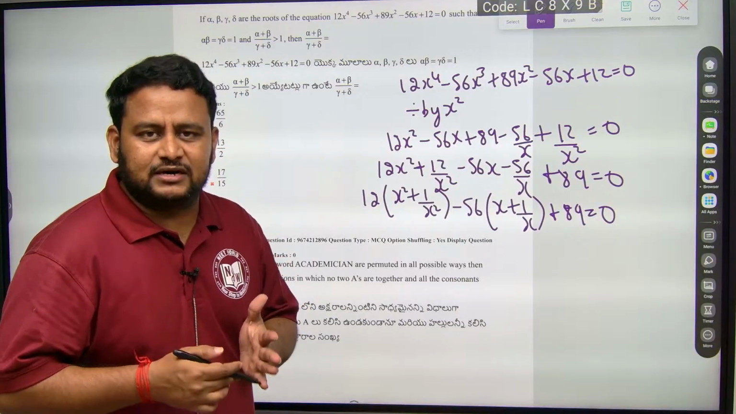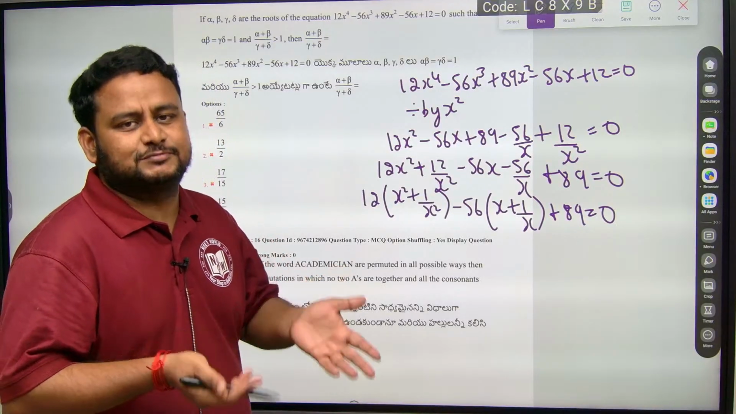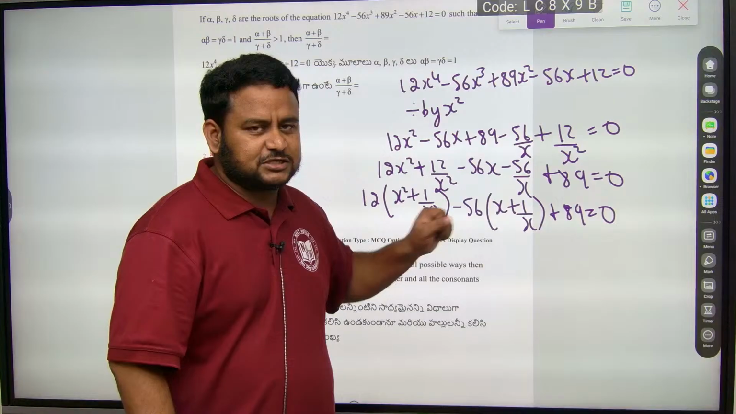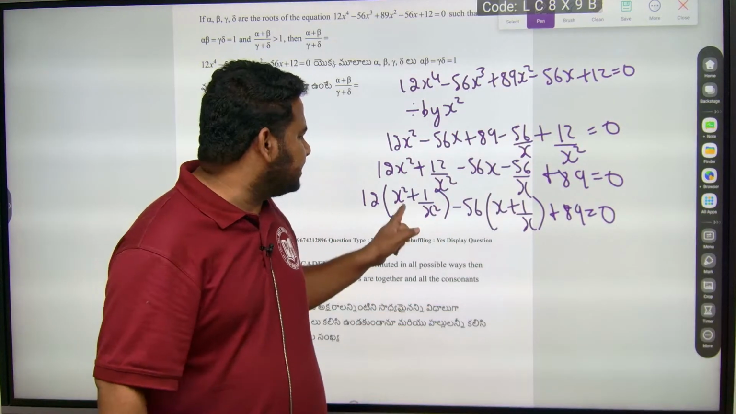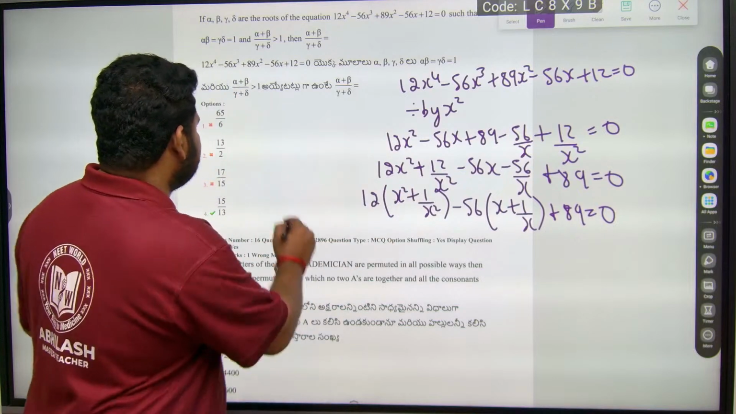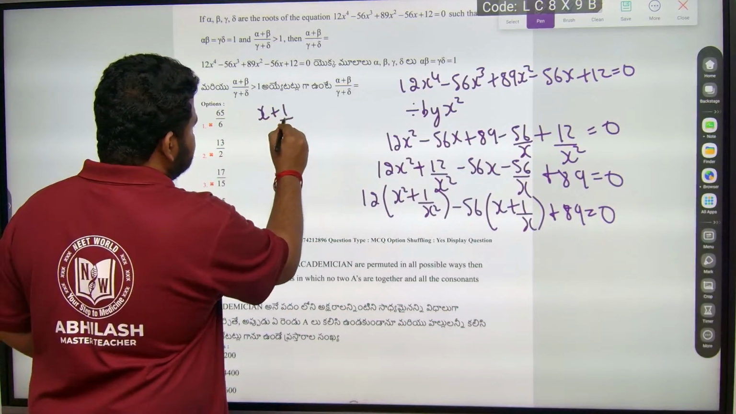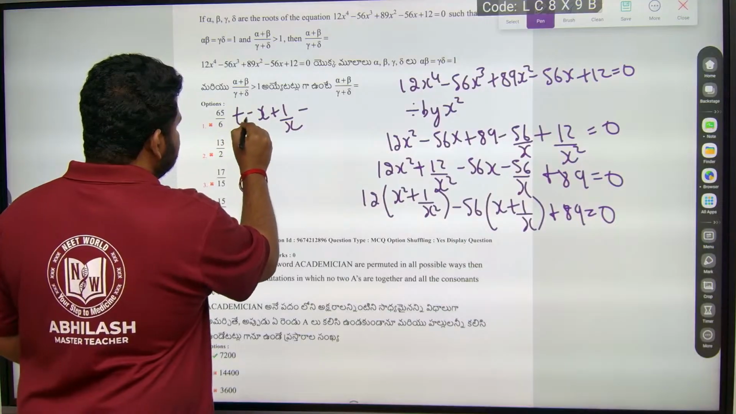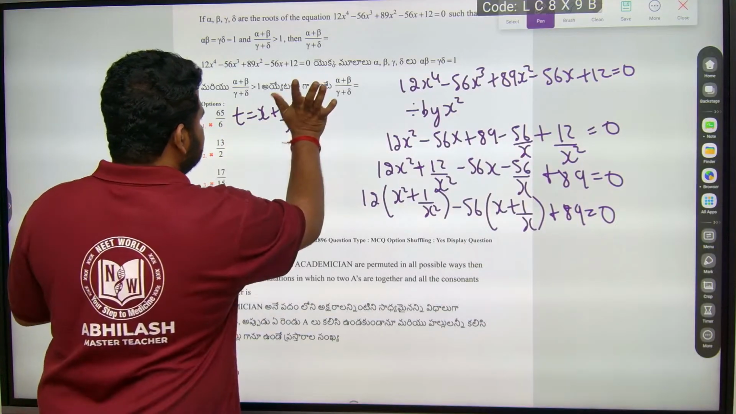So I have to do what? The next method is we have to use some substitution. Let me put t is equal to x plus 1 by x. Now you will ask me, sir, what about x square plus 1 by x square? So let me tell you how to do that. Let me take first, let t is equal to x plus 1 by x.